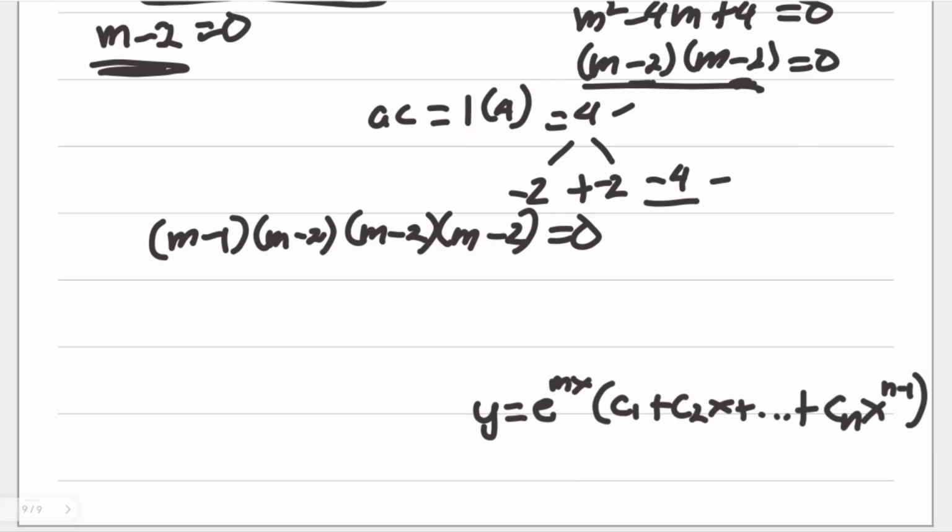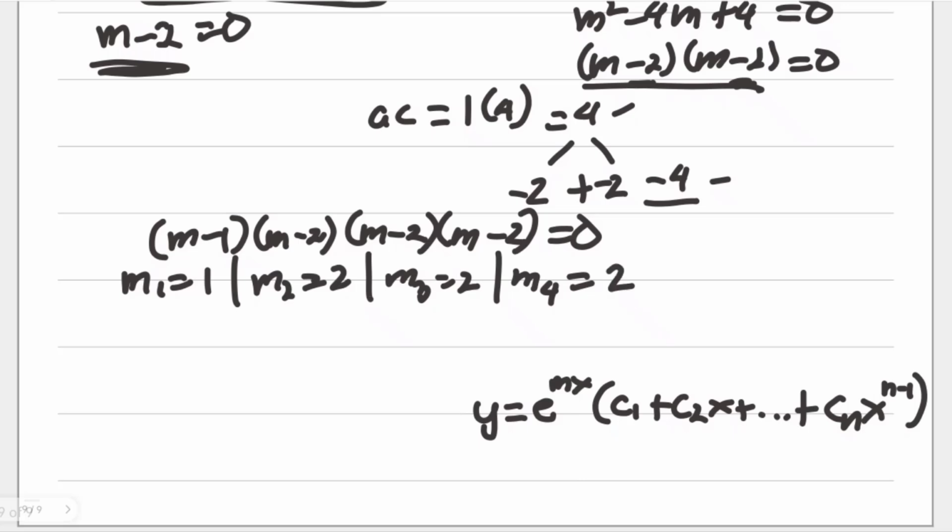Because we have our roots here. Our first root is 1. The second root, m minus 2 equal to 0, we already have that earlier, so we can just automatically move into this. The second root is 2. The third root is also 2, and the fourth root is also 2. So we have a multiplicity of 3.